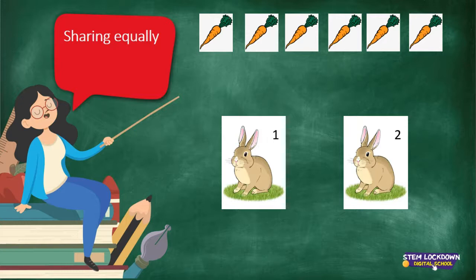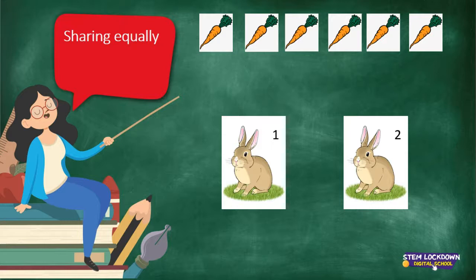So now you are going to draw the line from your carrot to the rabbit. I'm not going to do that on the screen because it's your turn and I'm sure you know how to share equally. I'm going to talk you through it and you are going to do it on your page. So 1 carrot for number 1. 1 carrot for number 2. Don't forget to draw the line from your carrot to your number.